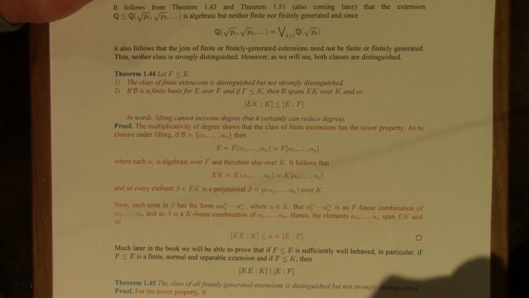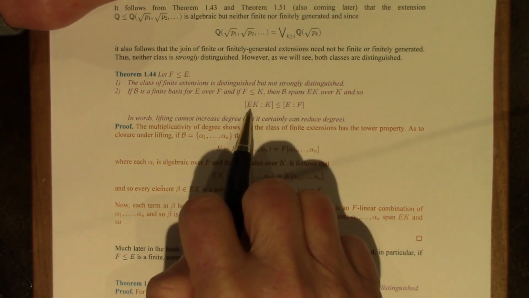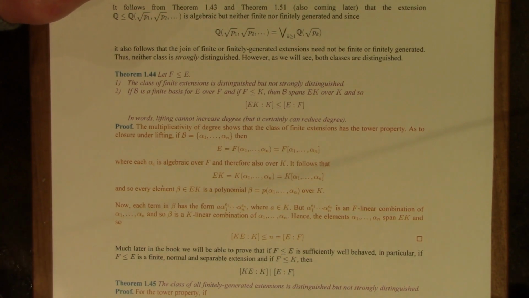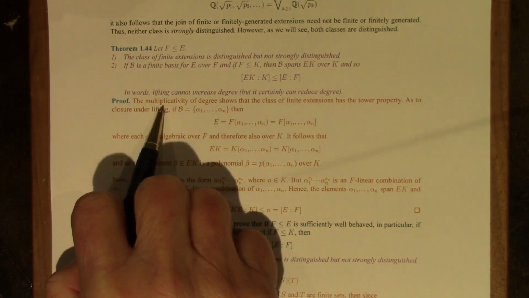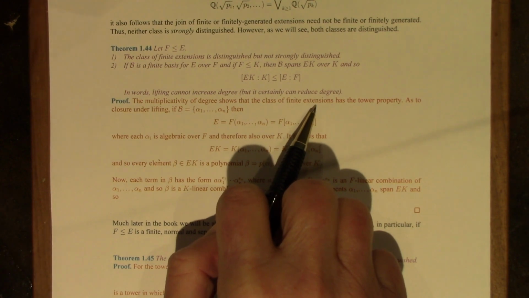So another way to say that is that lifting, which we did here, the lifting of E/F by K is EK/K, cannot increase degree. When you lift, you cannot increase the degree or the dimension. You can certainly reduce it. Okay, as to proof, the multiplicativity of degree shows that the class of finite extensions has the tower property, and I'll let you fill in the details.